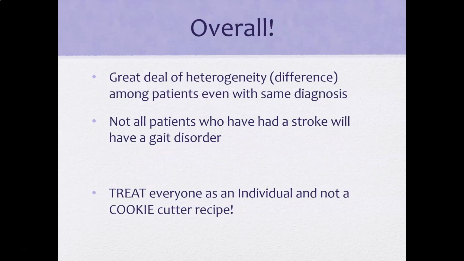Overall, here's the take-home message. There's a great deal of heterogeneity, meaning differences among patients even with the same diagnosis. The same two patients with Parkinson's, the same two patients with strokes. Not all patients who have had a stroke will have a gait disorder. So treat everyone as an individual and don't use a cookie cutter recipe.